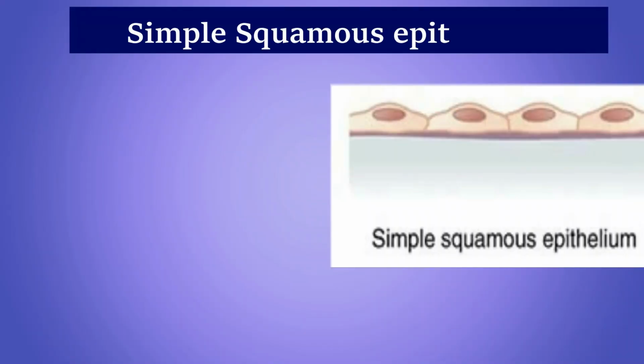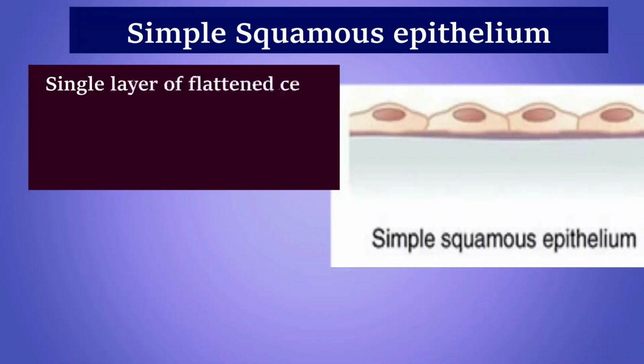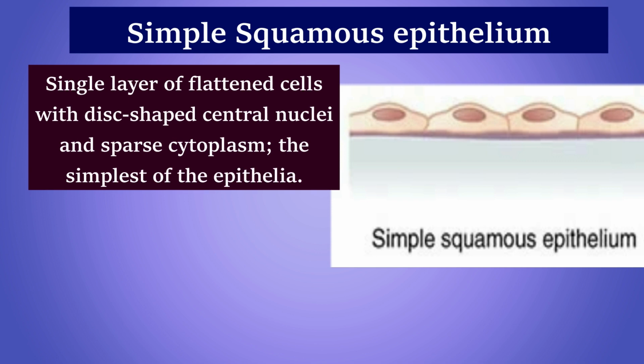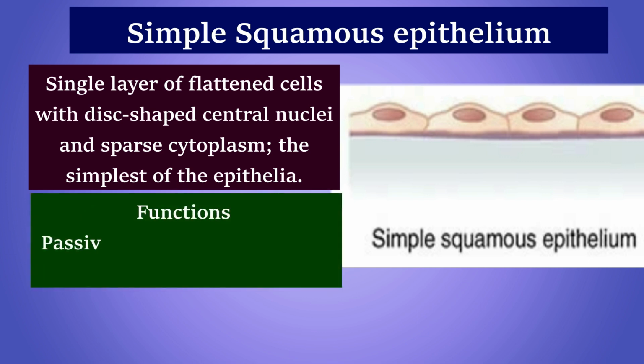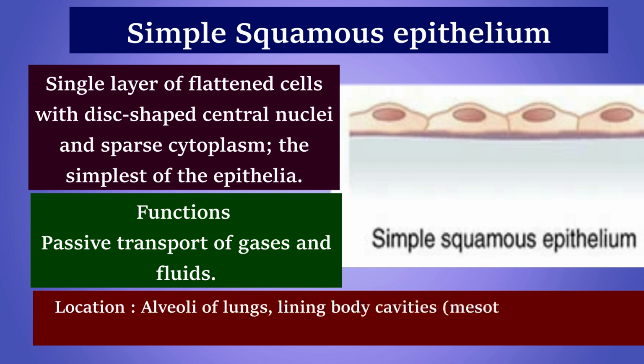Simple squamous epithelium. Single layer of flattened cells with disc-shaped central nuclei and sparse cytoplasm, the simplest of the epithelia. Functions: passive transport of gases and fluids. Location: alveoli of lungs, lining body cavities, mesothelium, lining blood vessels, endothelium.